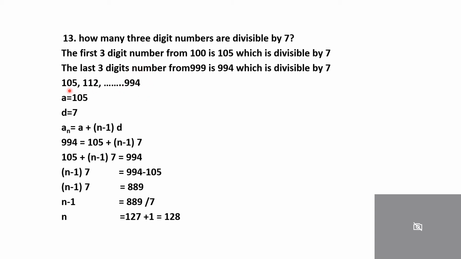Now you know A equal to 105, D equal to 7, and the last term is 994, and you have to apply it in the formula AN equal to A plus N minus 1 into D. A will be 105, D will be 7, AN will be 994. So N minus 1 into 7 equal to 994. This 105, if it goes that side, minus 105, you will get 889. N minus 1 equal to 889 by 7, so N minus 1 equal to 127. This minus 1, if it goes that side, plus 1, 128.